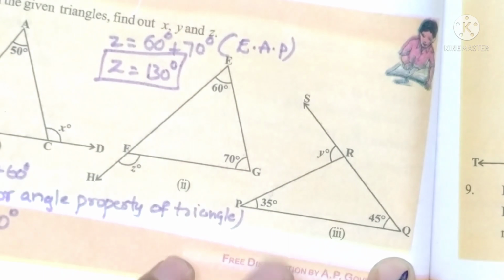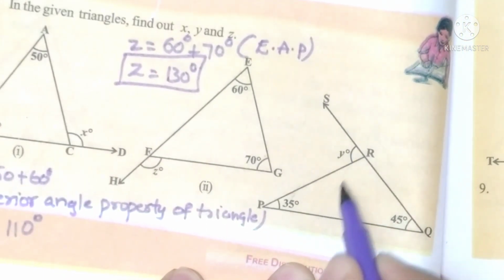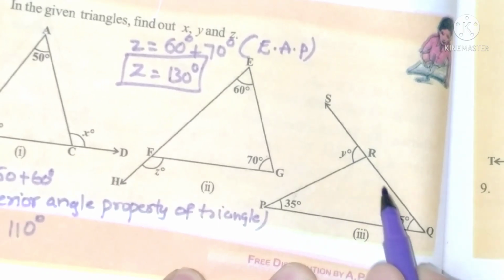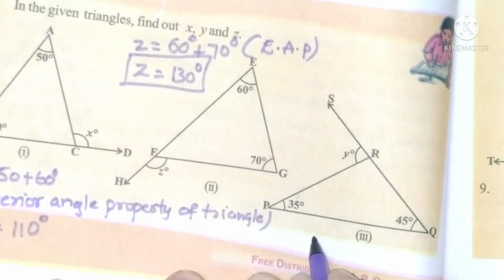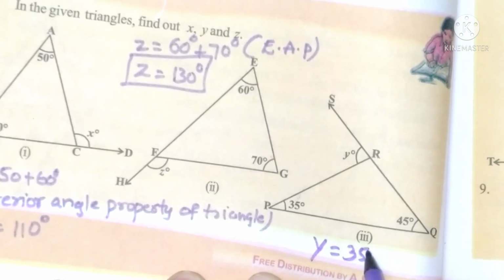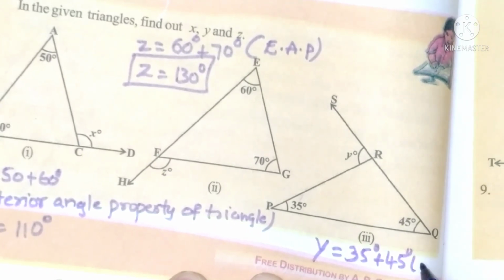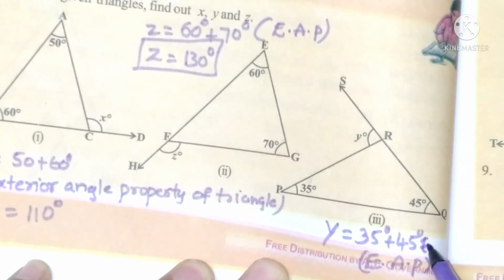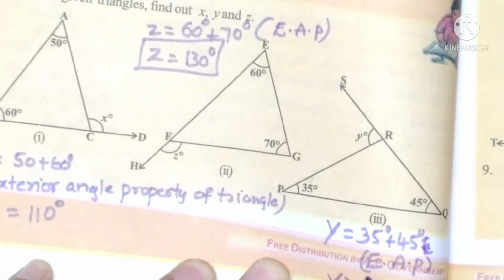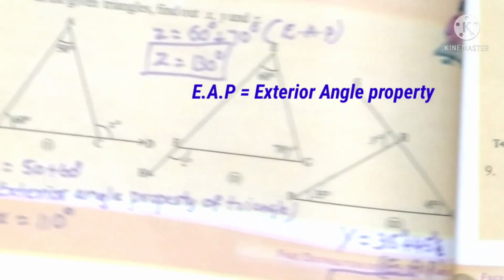Similarly, from the third diagram, here y is an exterior angle, and 35 and 45 are its opposite interior angles. So we can write y equals 35 plus 45. The property here, I am writing, is the exterior angle property. So y equals 80 degrees.